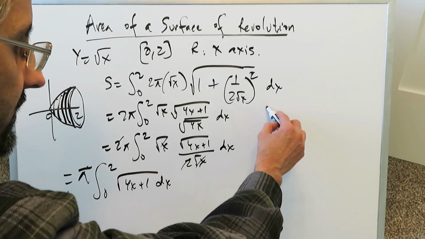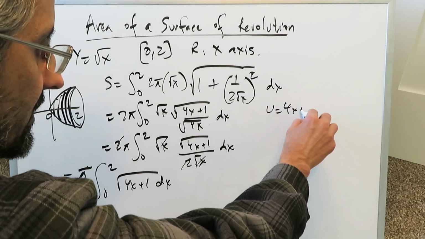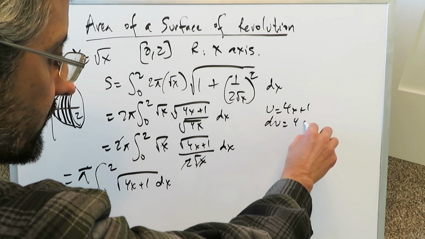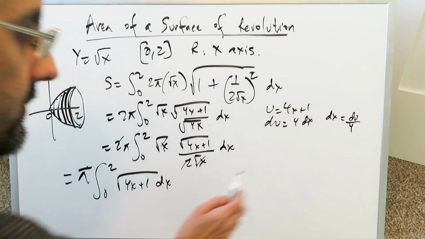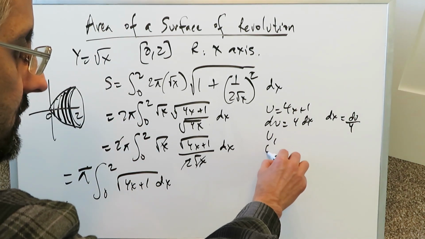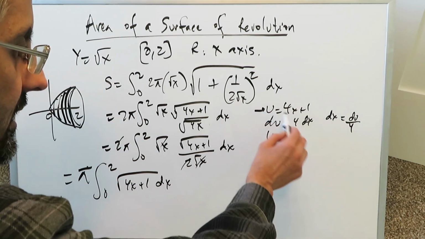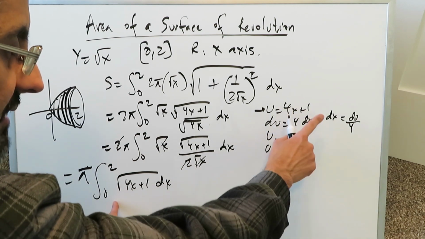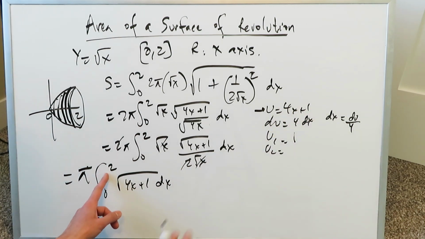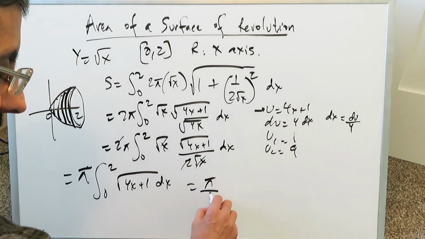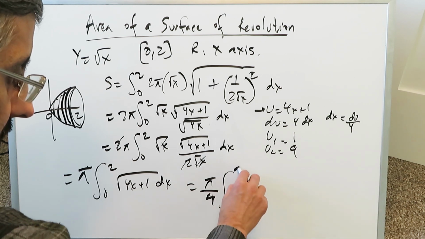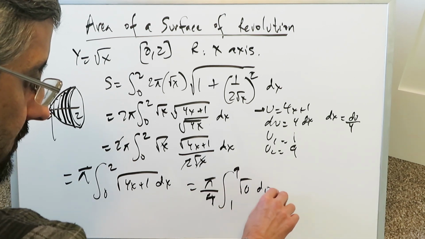You can do a polynomial substitution. U is equal to 4x plus 1. du is equal to 4 dx, and dx is equal to du over 4. You have to do new intervals, u1 and u2, everything with regards to this. u1: with 0 in place of the x, you get 1. u2: with 2 in place of that, you get 9. Everything here now becomes pi over 4, bring it right outside. You have now from 1 to 9, root u du.